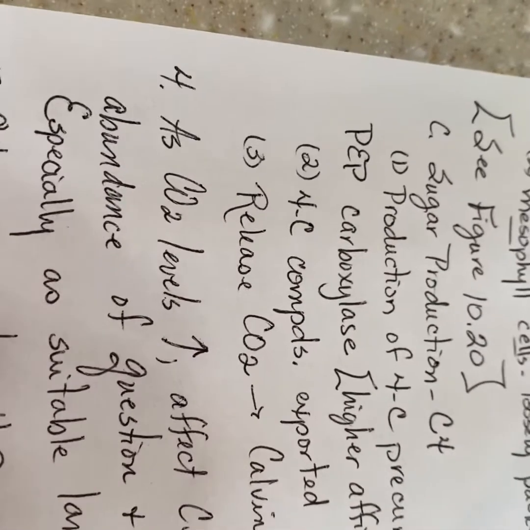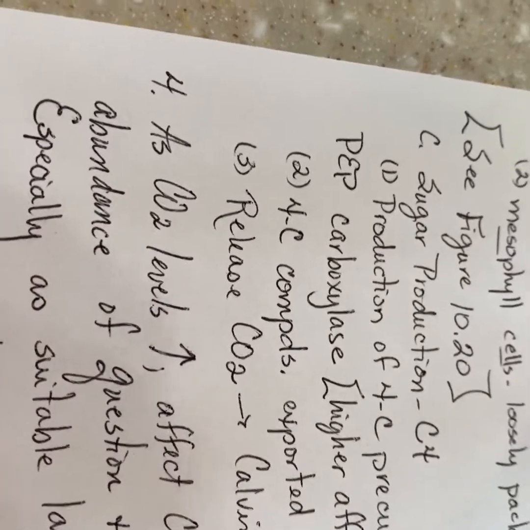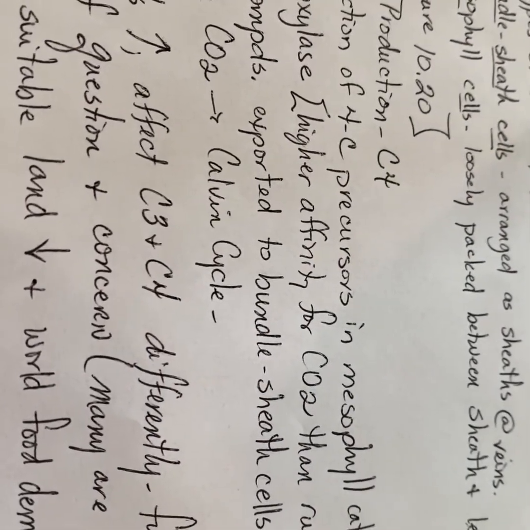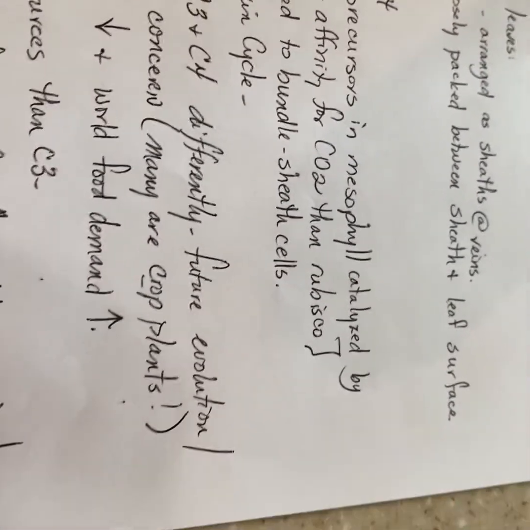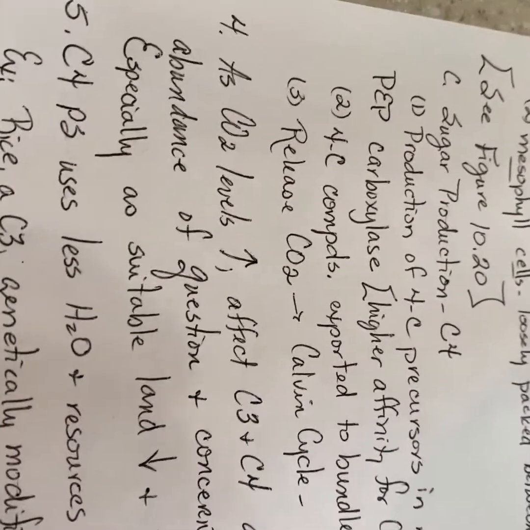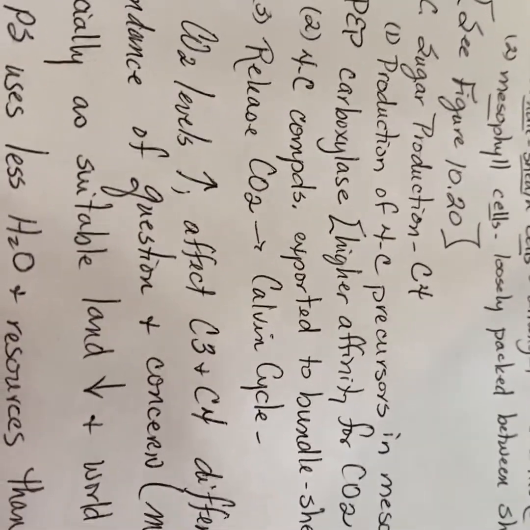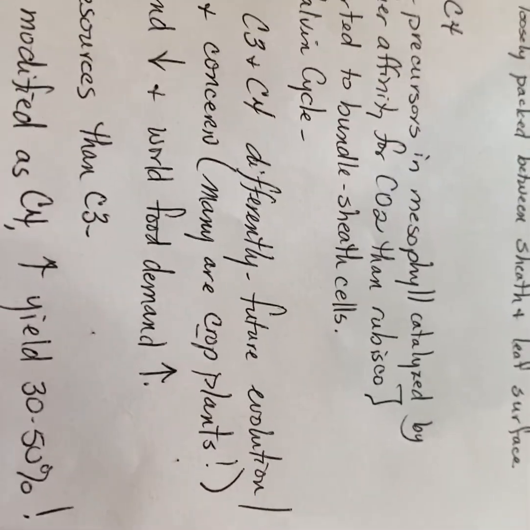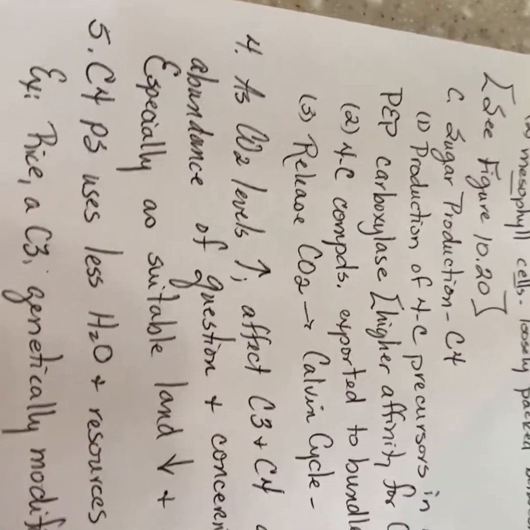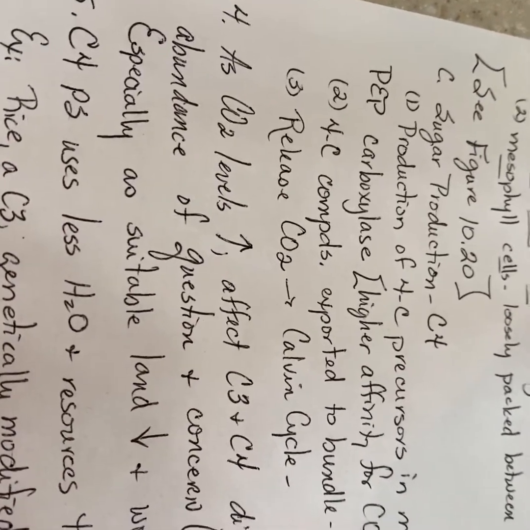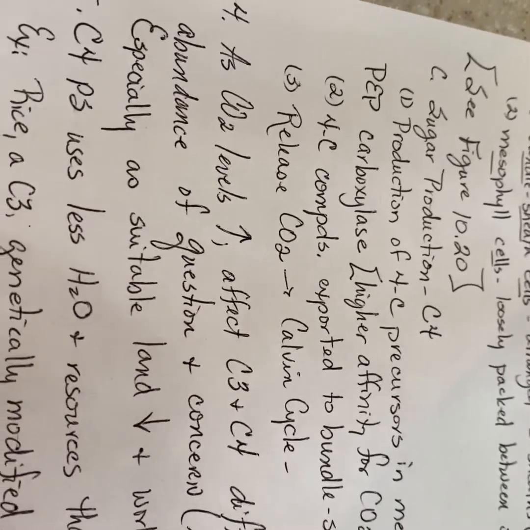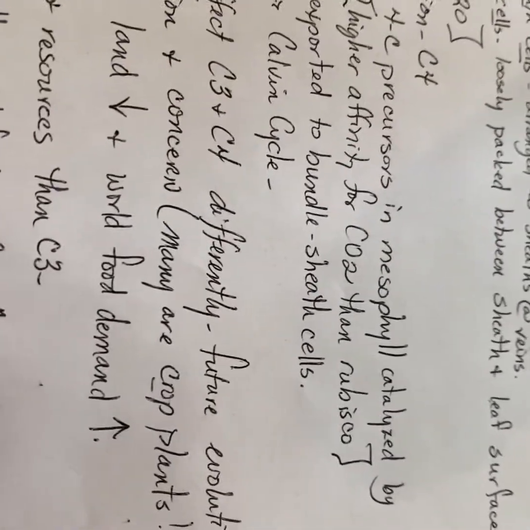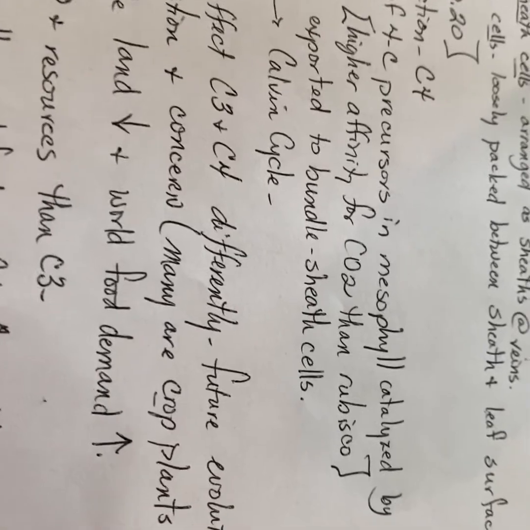As the carbon dioxide levels increase here in the world, we know it's going to affect C3 and C4 plants differently. The future evolution or abundance of each of these is really of question and concern. Many of these are crop plants, and especially as suitable land decreases, and we're talking about land that is really suitable for agriculture, and world food demand increases, we've got some challenges ahead of us.